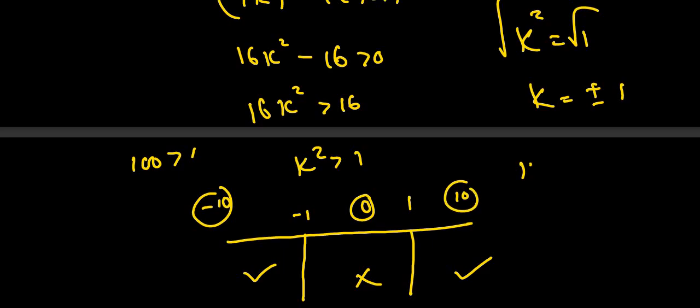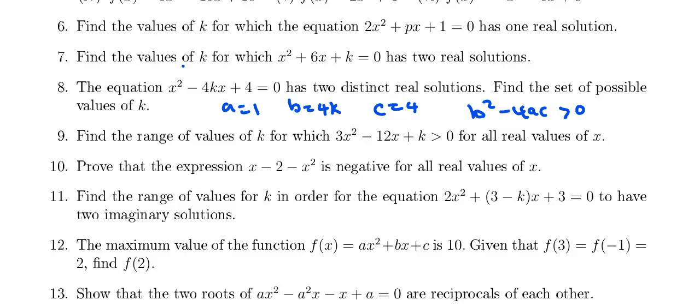In short, we're just saying k must belong to negative infinity up to negative 1, then union from 1 to positive infinity. So this is what you get as the interval or the solution set to get values of k that will give this thing here, this quadratic, to have two distinct solutions. That's basically what we are saying.